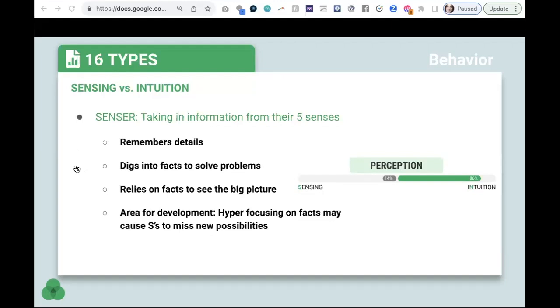Because they're sometimes focusing so heavily on the facts, they may miss some of the new possibilities, right? They may miss the gray areas because sensors are going to be hyper focused on the linear, right? So they may miss some of those more amorphous concepts and ideas because they're drawn almost like a magnet to the definitive things, right?